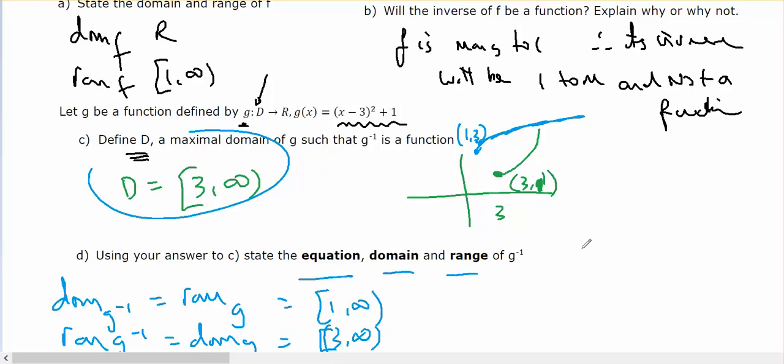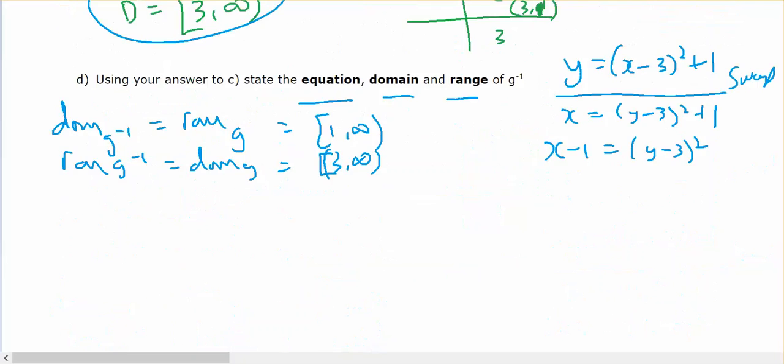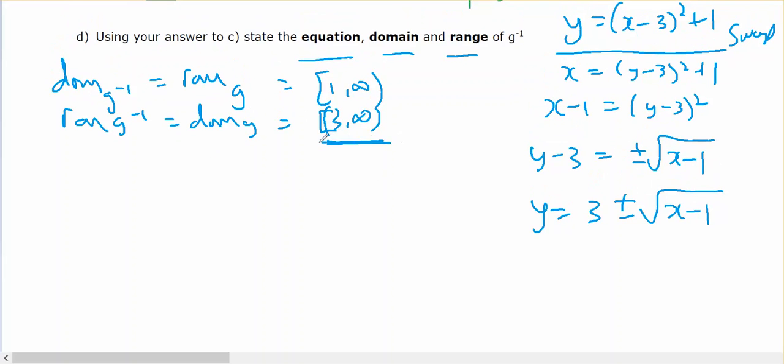And to work out the equation, I've got y equals (x minus 3) squared plus 1. Swap them. I've got x equals (y minus 3) squared plus 1. x minus 1 equals (y minus 3) squared. y minus 3 equals plus or minus the square root of x minus 1. So y equals 3 plus or minus the square root of x minus 1. And since my range goes from 3 to infinity, I want 3 plus the square root. So g inverse of x is going to be 3 plus the square root of x minus 1.